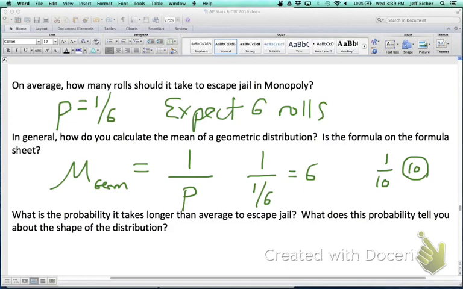So the next question we're asked, what is the probability that it takes longer than average to escape jail? Longer than average would be more than 6.